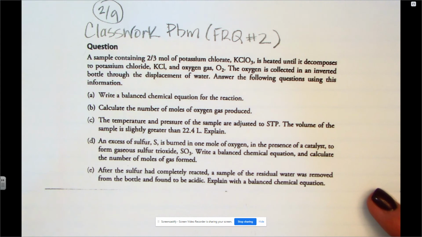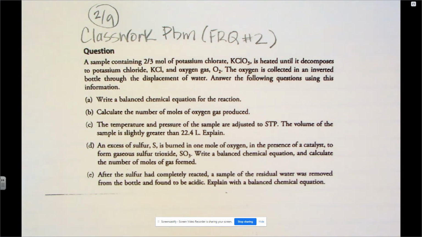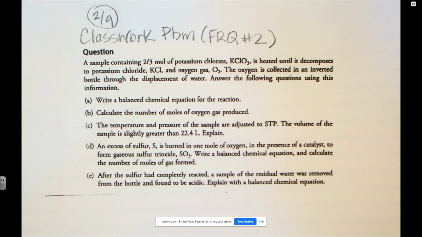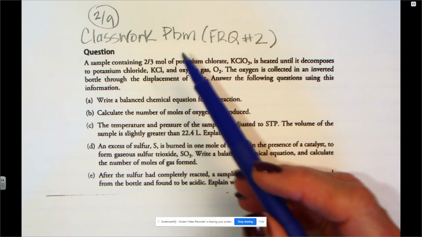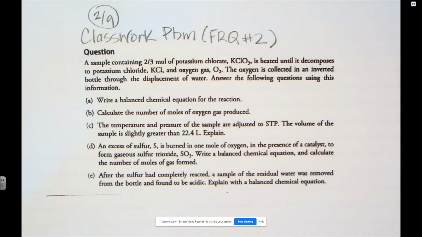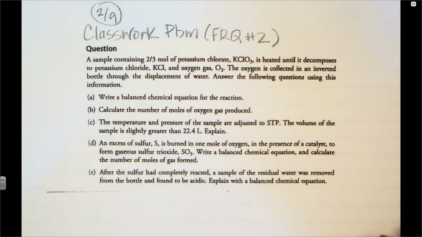All right, so we're going to go over the explanation of the free response problems that were assigned for homework for tonight. And I'm going to start with the problem we did not get to in class today, which is the second problem that was shown in the agenda for February the 9th. All right, so this is classwork problem free response question number 2. So let's take a look at how to handle a problem like this one.